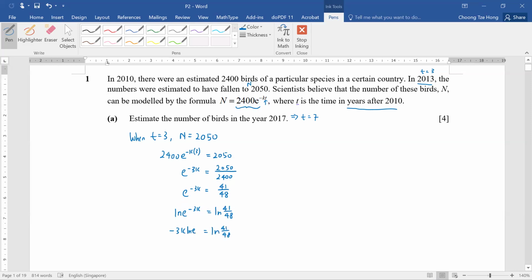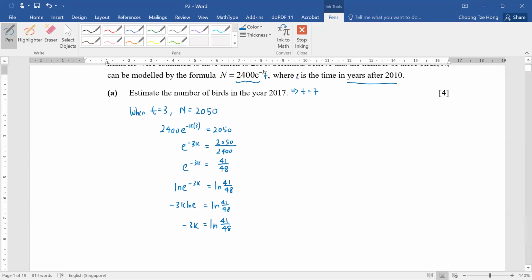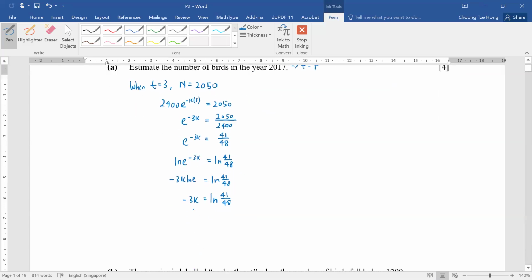Okay, then from here ln e will be equal to 1, right? So we can change ln e to 1. So you'll get negative 3k equals ln 41 over 48. Then after that we can divide by negative 3. So you press your calculator, ln 41 over 48, you should get a negative number. You divide by negative 3 to get k.